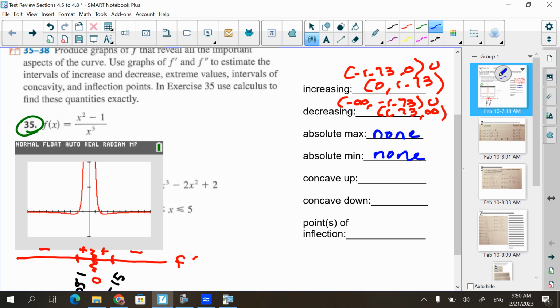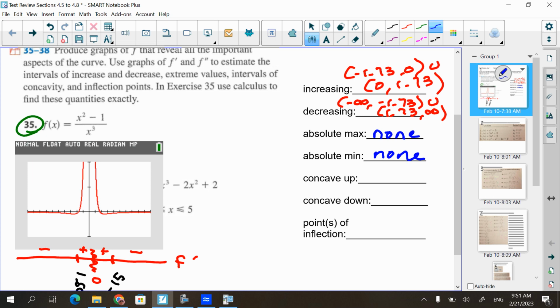If it asked relative max or relative min, yes, there are both of those. When x is -1.73, there's a relative min. You'd have to plug it into the function in order to get the value. And there's a relative max when x is positive 1.73. Okay.